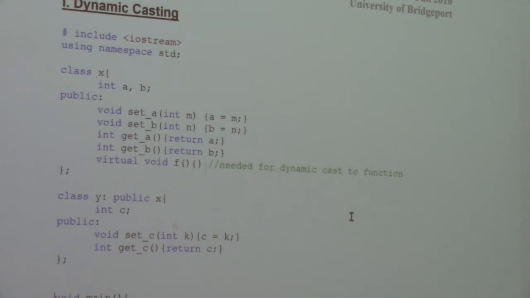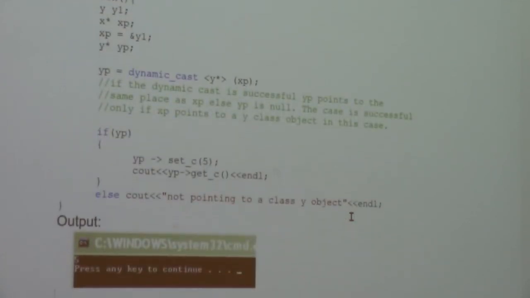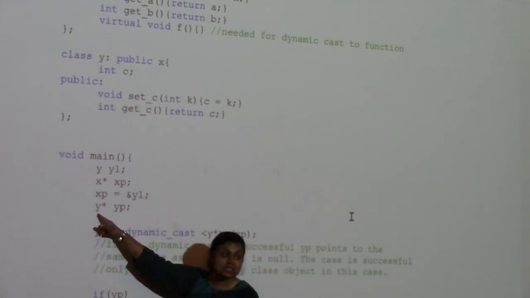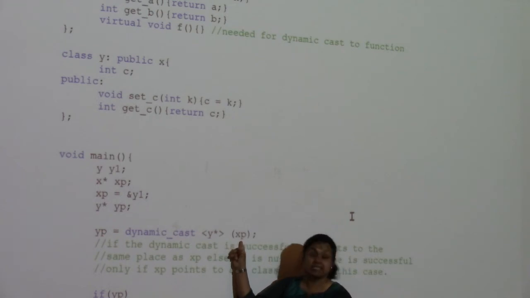So same, nothing has changed in class X, nothing has changed in class Y. Main method: same thing, created a Y object, a base class pointer, made the base class pointer point to the derived class object. Right? So till here it's the same. Now we said, right, we know everything, we don't need to check. We created a Y pointer yp. We made it point to the same place as xp.